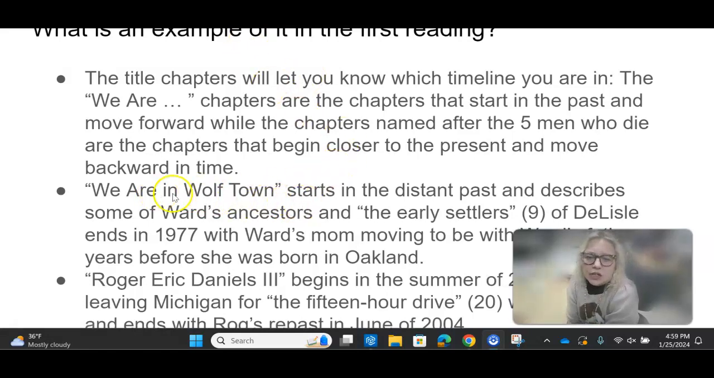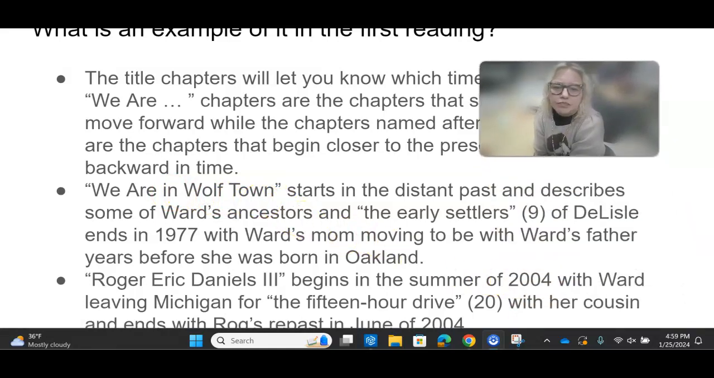We Are in Wolftown is the first that's in the forward-moving timeline that focuses on Ward. And that starts in the distant past, describes some of Ward's ancestors and the early settlers of DeLisle. And it ends in 1977 with Ward's mom moving to be with Ward's father years before she was born in Oakland. And then the next chapter is Roger Eric Daniels III.